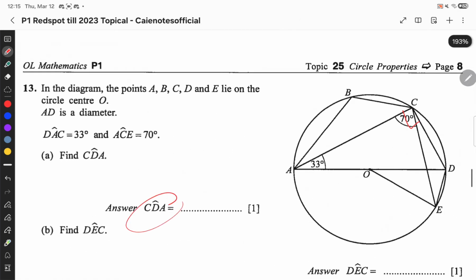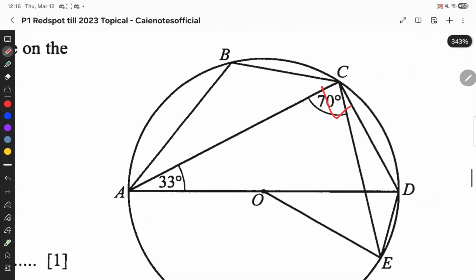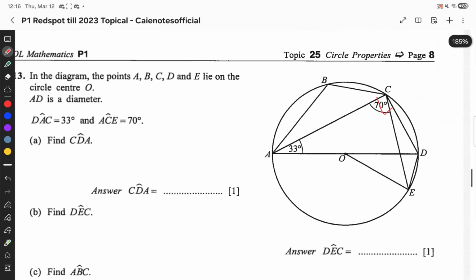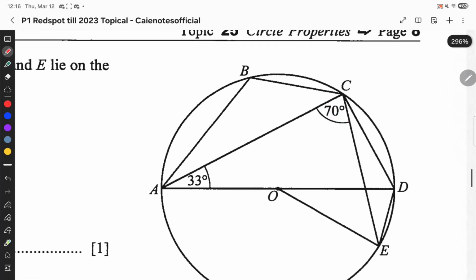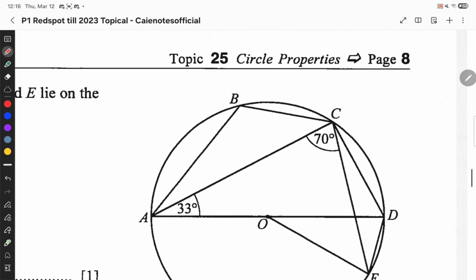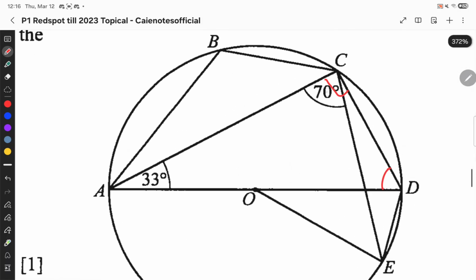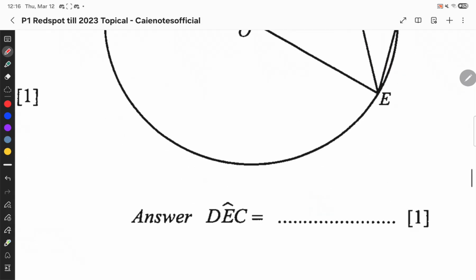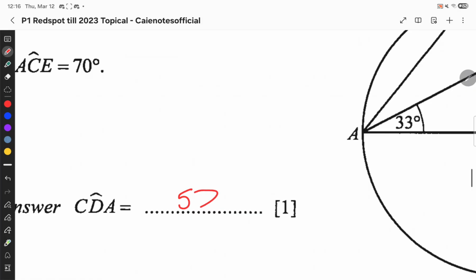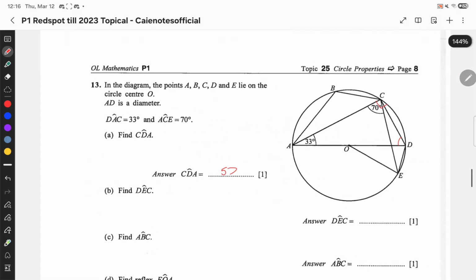Let's find. Oh no, nothing. CDA. I thought someone was home. CDA. And CDA, yes, I'm spamming it. We needed to use this 90. I knew it. Because this is 90 minus 33, which is equal to 57. 57. Next, we need to find DEC.